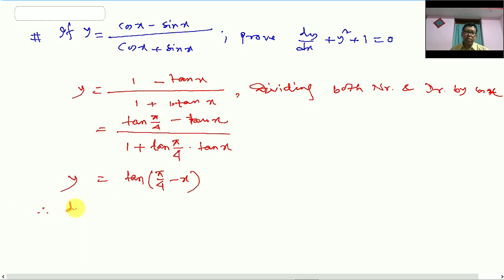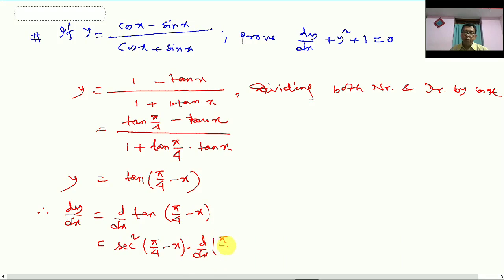So differentiate both sides. dy/dx is equal to d/dx of tan of pi upon 4 minus x. The differentiation of tan means it's sec square of the angle pi upon 4 minus x into the derivative of pi upon 4 minus x. We are using the chain rule. Now the derivative of pi upon 4 is 0 and the derivative of minus x is minus 1. So you are getting minus of sec square of pi upon 4 minus x.